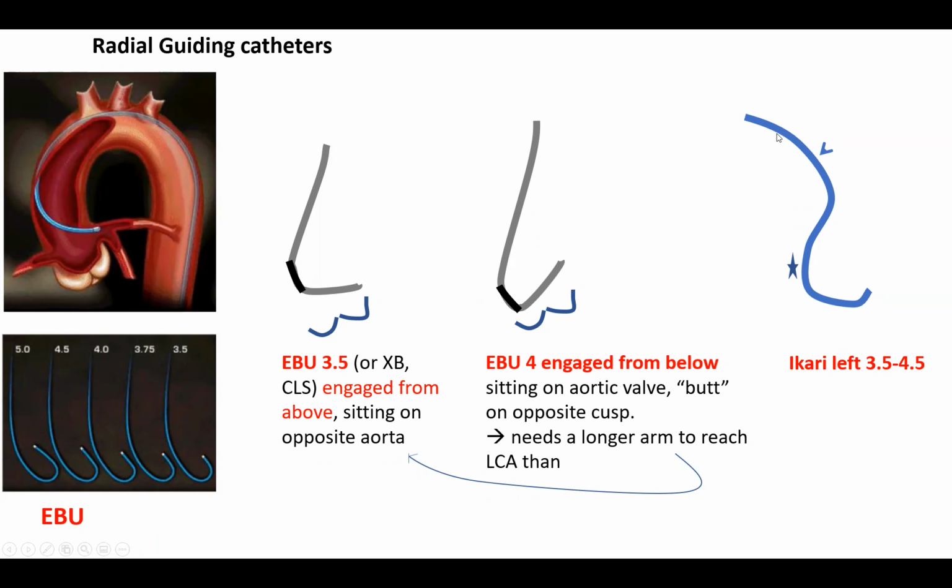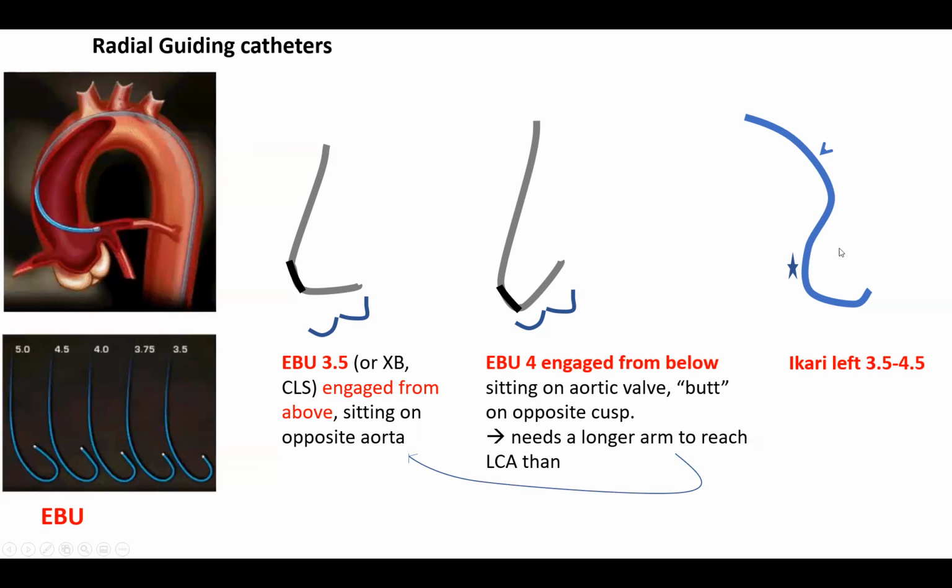So another catheter that I commonly use, so those are the EBU catheters. The first one is the EBU catheter, which has one large band platform that we call the secondary bend, but it's long, unlike the point of Judkins left. Another type of catheter that is used purely from the radial is the Ikari left. The EBU, XB and CLS are used in radial and femoral. Ikari left is designed for radial access.